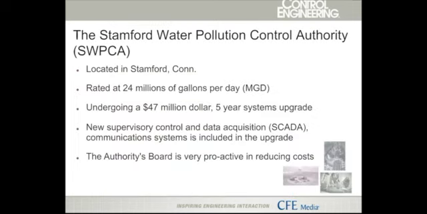Just some facts about the SWPCA, located in Stamford, Connecticut. The plant is rated at 24 million gallons per day. We're currently undergoing a $47 million 5-year systems upgrade, and this includes a new SCADA system. During the planning phase for the SCADA system, it was decided that we would explore other means of connecting the sensor network in the plant and try to reduce our use of low voltage wiring by using wireless.